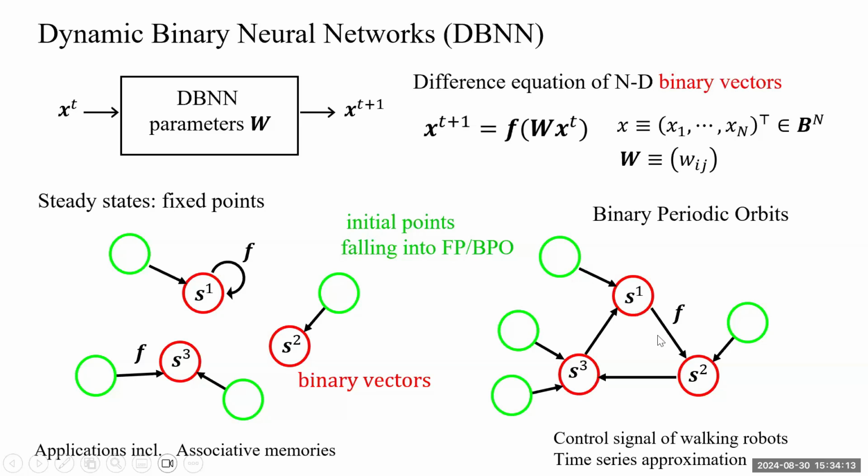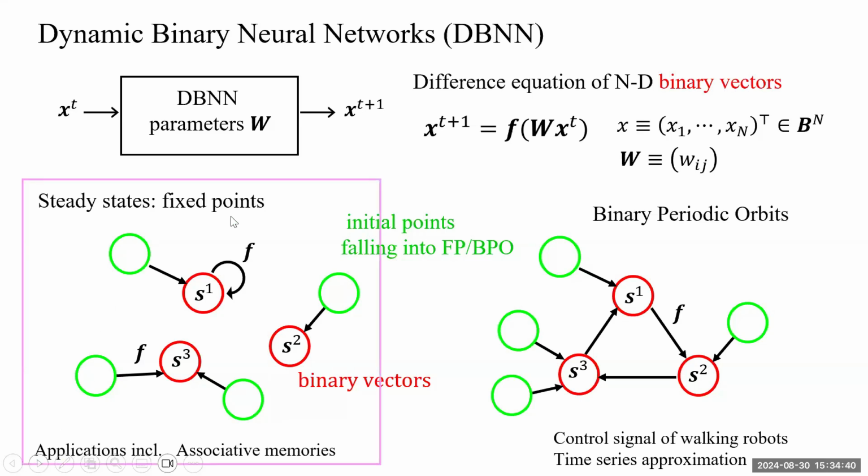F1 is transformed into F2 and F2 to F3 and returns to itself. This is a period 3 binary periodic orbit. And the green points are also initial points. It is used to define stability. And applications include control signal of walking robot, time series approximation, and so on.